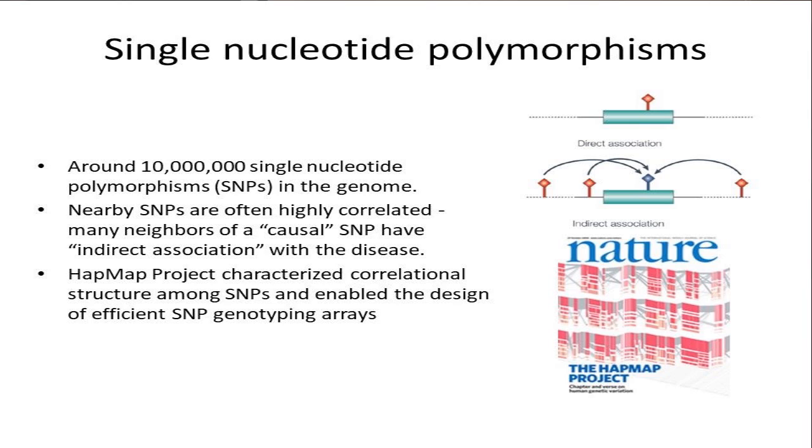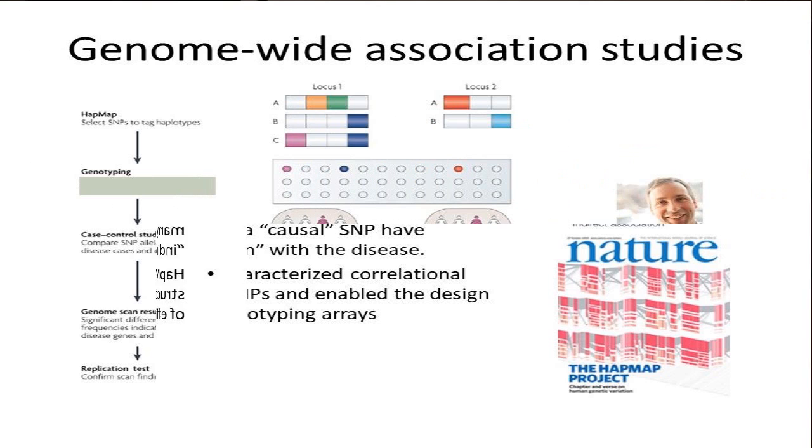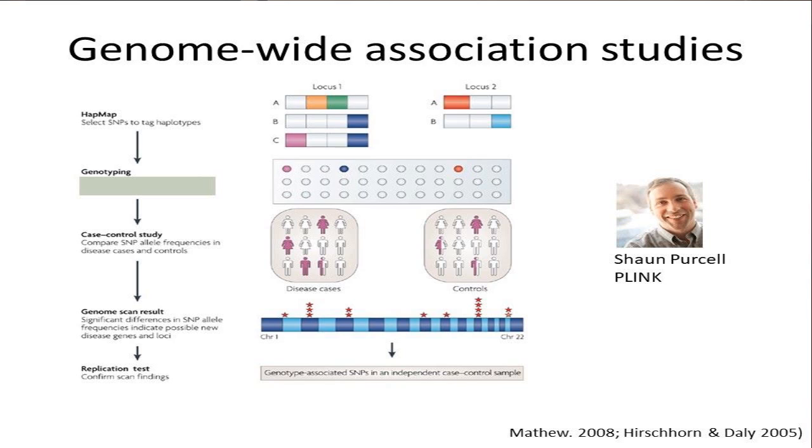So in order to screen the entire genome, you just need to design a set of SNPs that will together cover all the variation. And this was helped by the HapMap project, which characterized the correlational structure between SNPs in the genome. And the University of Hong Kong took part in this project. So this made genome-wide association studies possible. Basically, you collect a sample of subjects, typically cases and controls, or it can be a sample of a population if you are studying a quantitative trait, such as height.